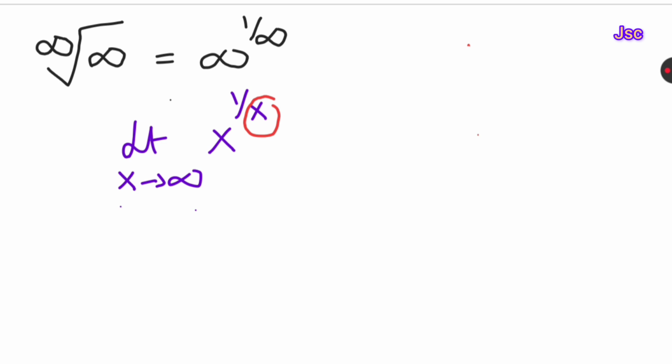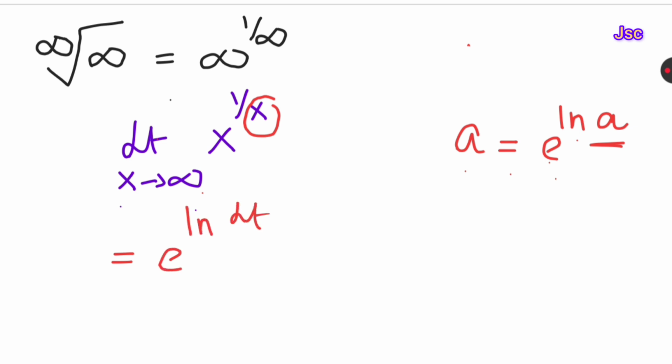Suppose we have a, we can write it in terms of natural log, that is e raised to the power of ln a. Here the exponential e and natural log are opposite functions. After cancelling we will get only a. That's why instead of a we can write it as e raised to the power of ln a. Same like that, here also limit x tends to infinity, x raised to the power of 1 over x, we can write this as e raised to the power of ln of limit x tends to infinity, x raised to the power of 1 over x.